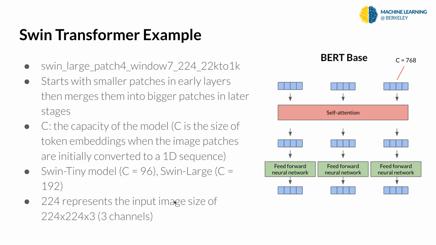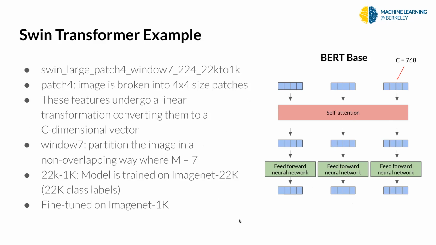224 represents the input image size of 224 by 224 by 3 for a 3-channel image. Swin large represents that we're using a C of 192, or that's the size of our embeddings. We can see on the right the general sense of how a transformer architecture might work. Where we have these embeddings, we perform self-attention. This results in the same number of tokens, and then we perform a feed-forward neural network. We pass them through to introduce nonlinearities, and then we result in tokens that we can use for our final classification.